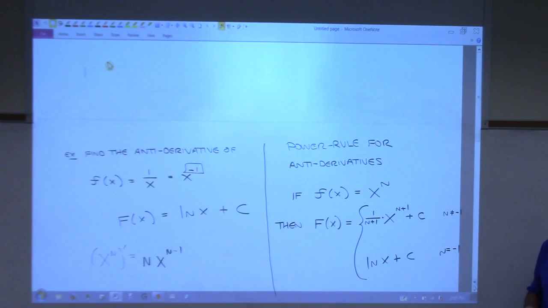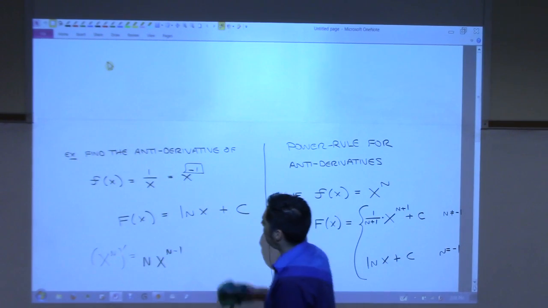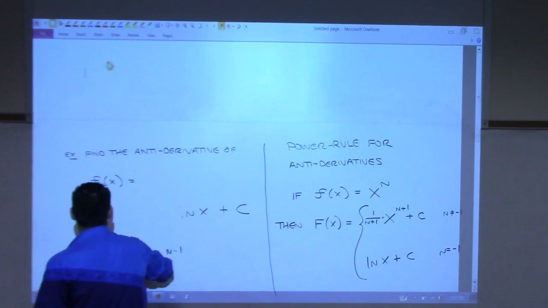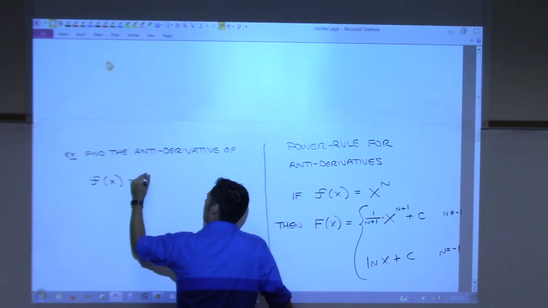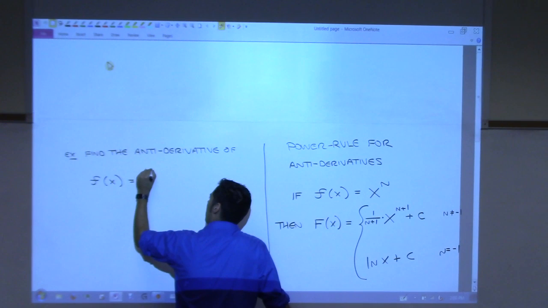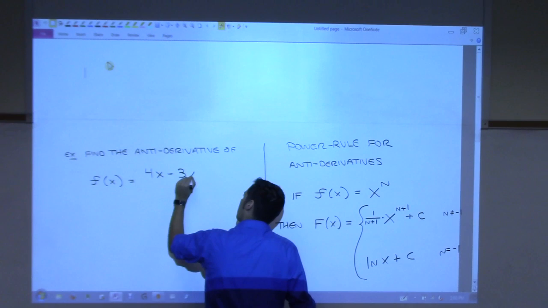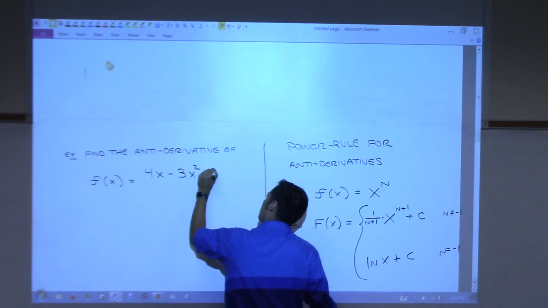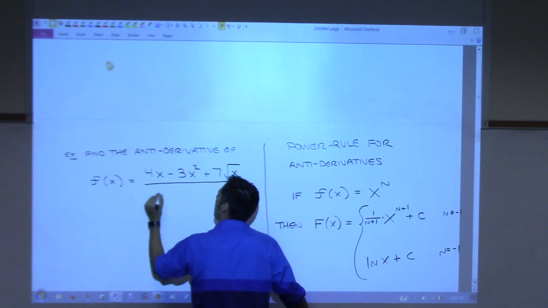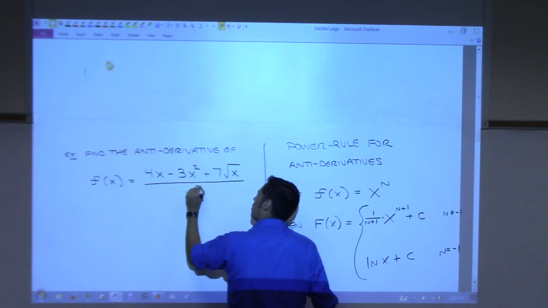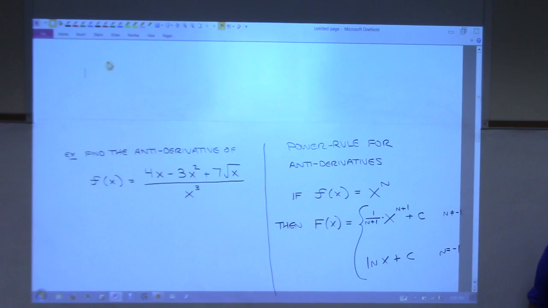So let's try an example where our numbers get a little bit messier. So how about this? How about 4x minus 3x squared plus 7 roots of x over x cubed. Yeah, that's good. I want to find the antiderivative of that.